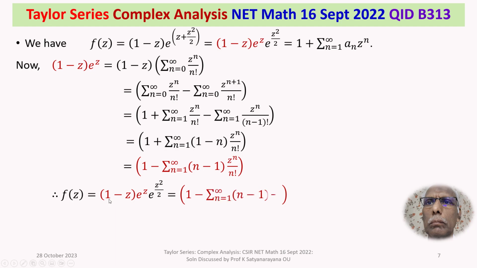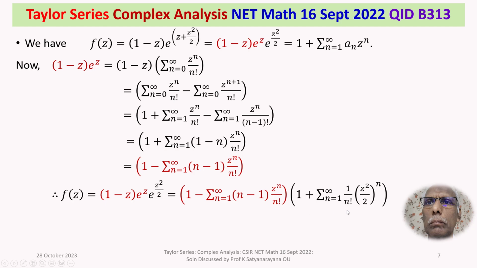So f of z is (1 minus z) e to the power z square by 2. For 1 minus z into e power z, we have written 1 minus sigma n equals 1 to infinity (n minus 1) into z to the power n by n factorial. This is precisely this one. For e power z square by 2, we have written 1 plus sigma n equals 1 to infinity 1 by n factorial into (z square by 2) whole power n. Again, a Maclaurin's expansion we have written.